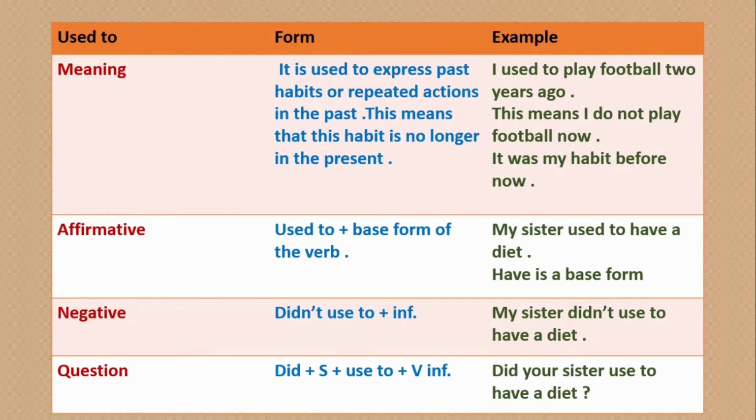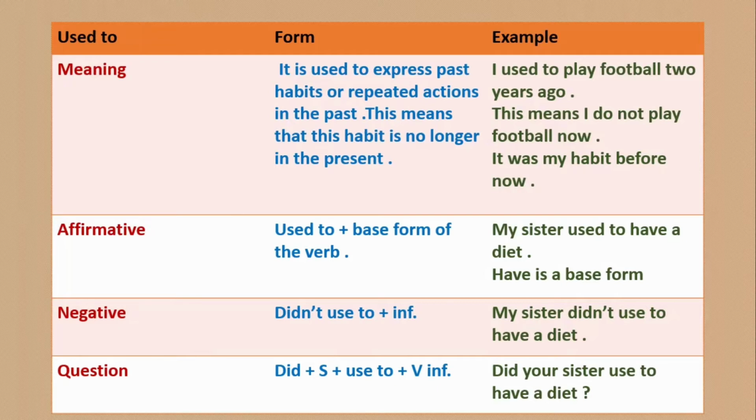For example, I say, I used to play football 2 years ago. I used to play football. This means now I don't play football. Now in the present, I do not play football. It was my habit before, but now I have another habit, not playing football. I may play tennis, I may stop playing, or play computer games, maybe like that.